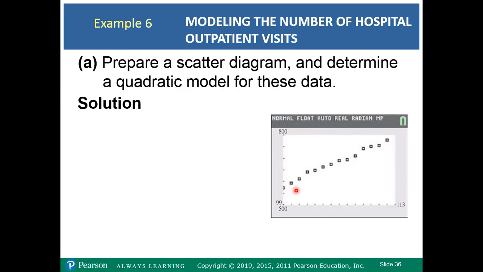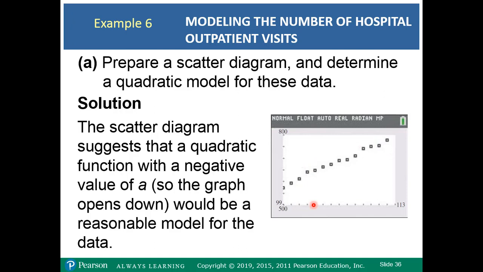Now, if you look at this data here, the scatter plot suggests a quadratic function with a negative value. So it's got a slight curve down. Some people might look at this and say it's linear, but it does seem like there's a curve here, and it does seem like it's downward.